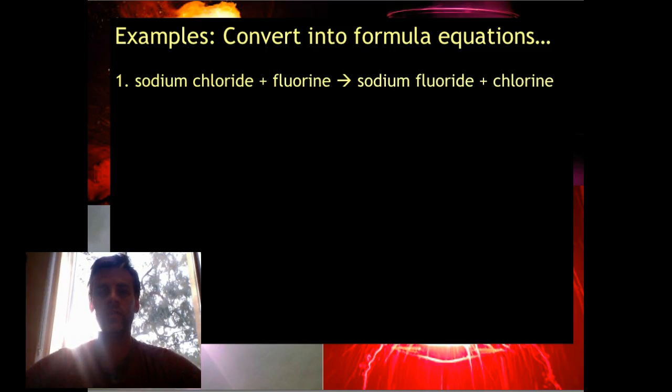Well, the equation in the word form tells us that it makes sodium fluoride and chlorine gas. So the fluorine and the chloride ions swap. All right, and we'll get into later what type of reaction that is in a different unit. All right, so let's look first at sodium and chloride.